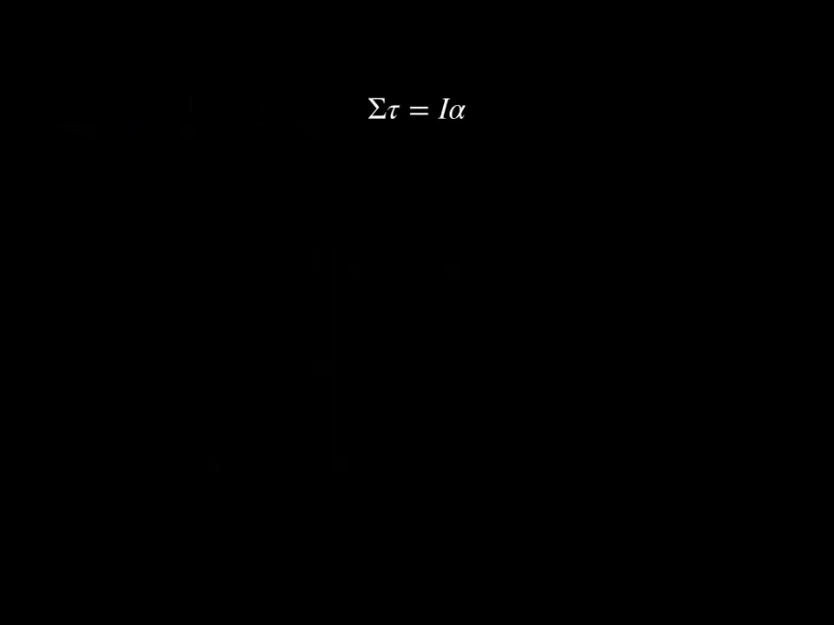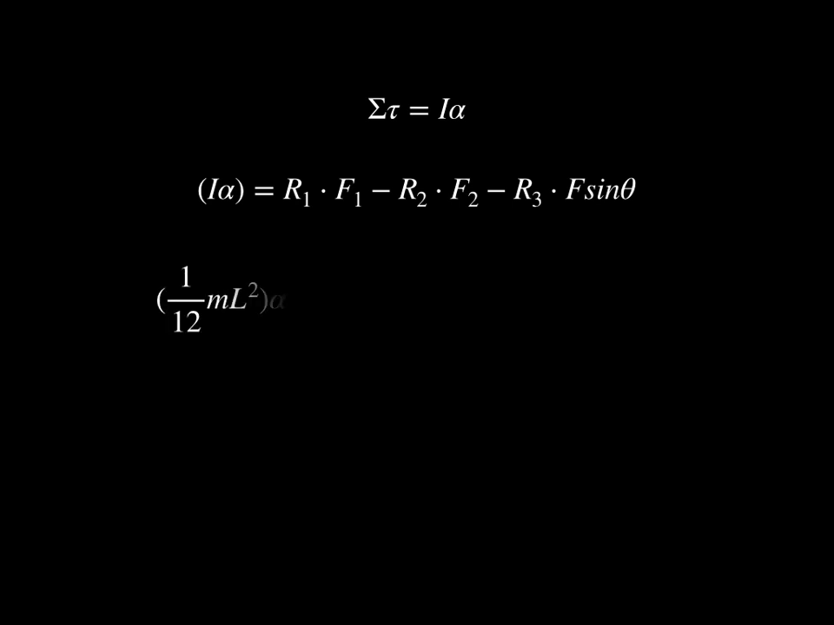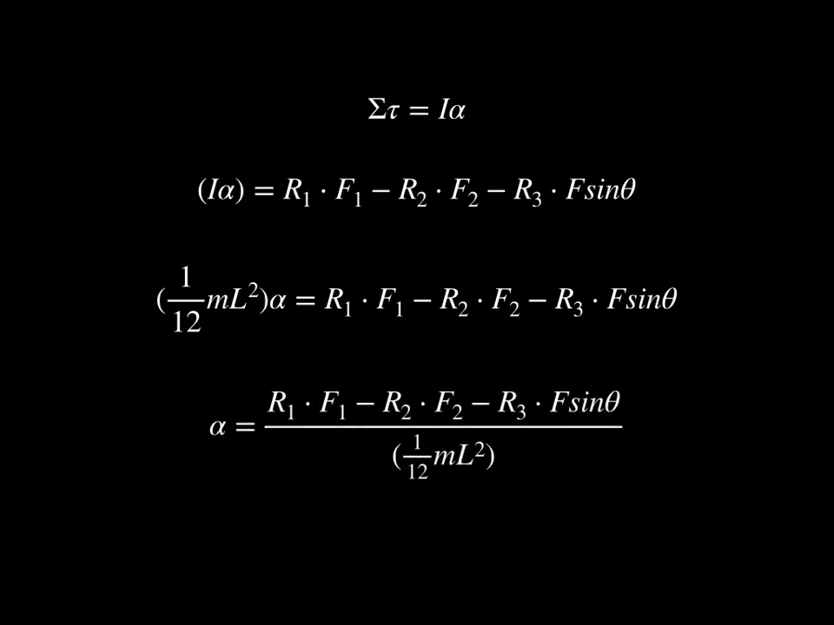The statement of the second law, net torque equals I alpha: we take our original expression and instead of net torque, we replace it with I alpha. Because we used a meter stick, its moment of inertia is specifically 1/12 ml squared, where L is the length of the meter stick, or 1 meter in this case. Dividing by that moment of inertia, we get an expression for the acceleration as we did applying the second law. The summation of the torques divided by its inertial characteristics, which in this case is rotational.